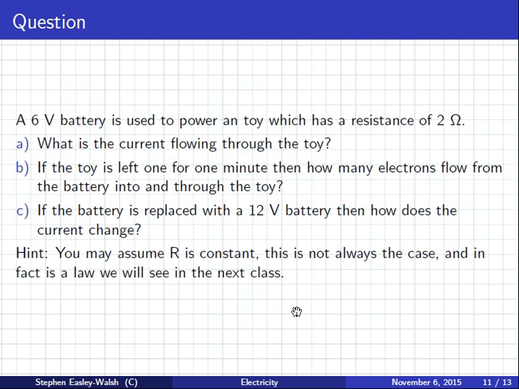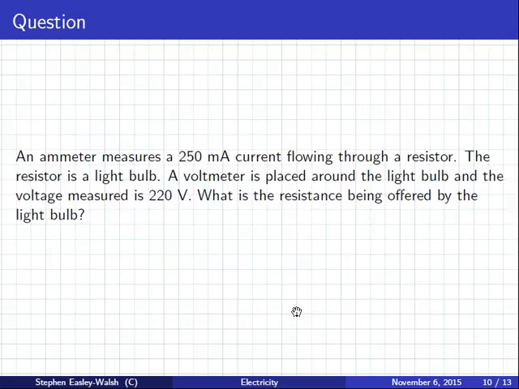Let's see, how many have I got? I've got 2 examples. You can write this down or you can draw it. So we have an ammeter that measures 250 milliamps. The resistor is a light bulb. A voltmeter is placed around the light bulb and the voltage measured is 220. You know what, maybe I'll draw that for you, but can you try to draw it and then I'll draw it. I want to see if you can draw this.